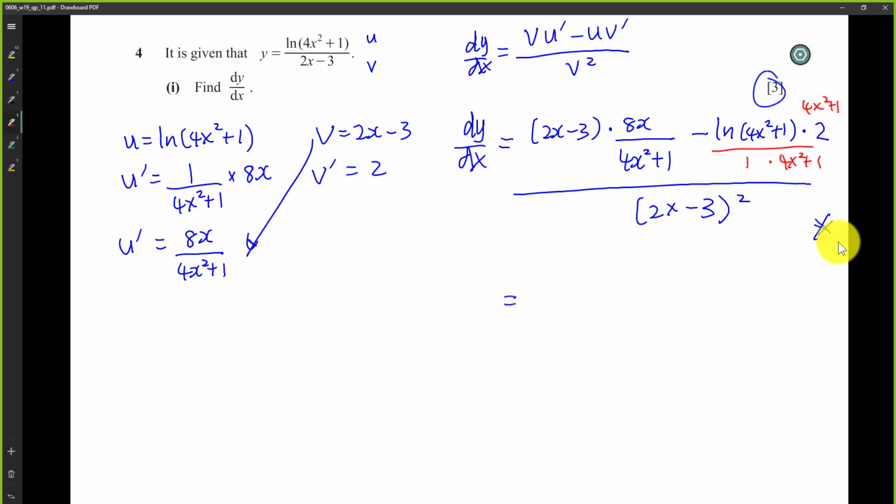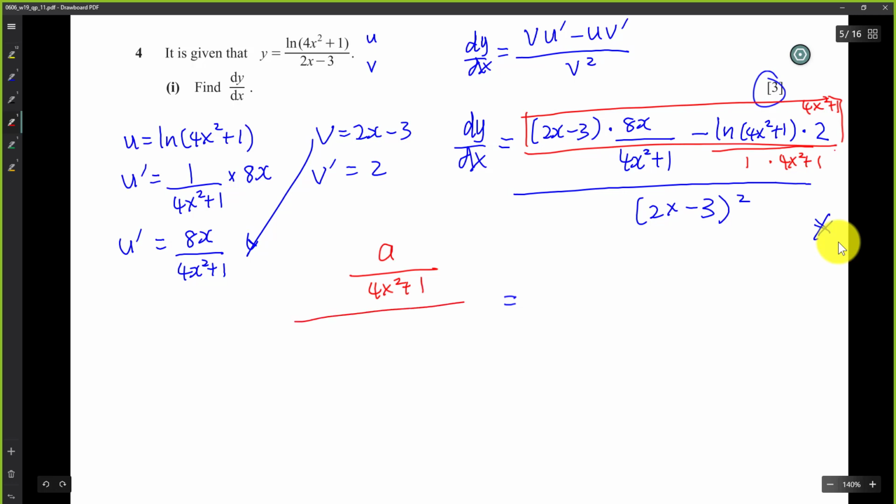Alright, now you have something on the higher level, in the top level, that is a numerator and denominator, right? The numerator, I don't care what it is, I just call it A here. And then the denominator is 4x squared plus 1 already. And then the whole thing is divided by (2x minus 3) squared, isn't it? So we know a over b divided by c will give us a over bc. This is just a normal fraction thing.